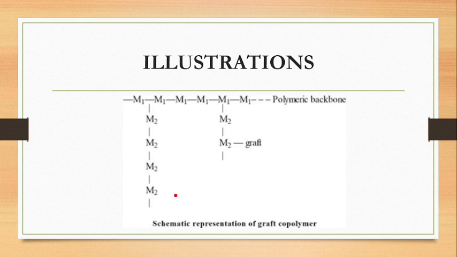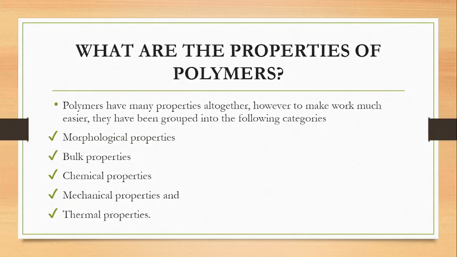I'm pretty sure we understand what a graft copolymer is, right? If there's no question, I'm continuing. Please feel free to interrupt me if you have a question, in case I'm not able to see your hand raised. Now, what are the properties of polymers?